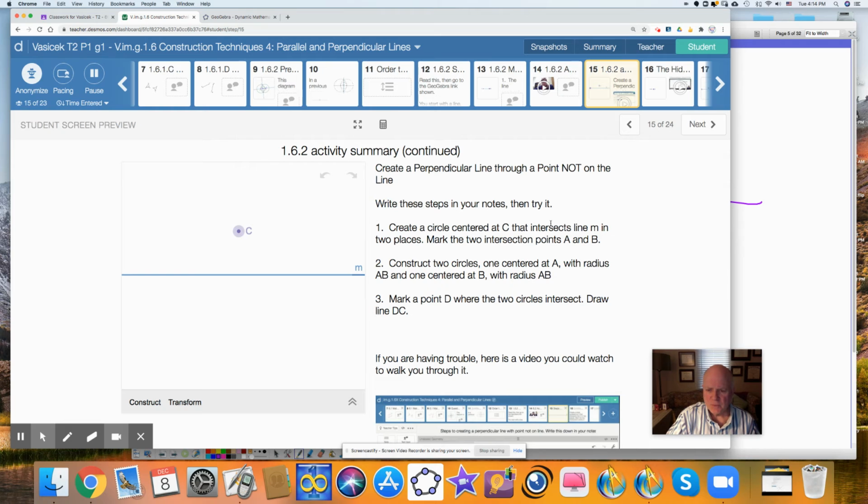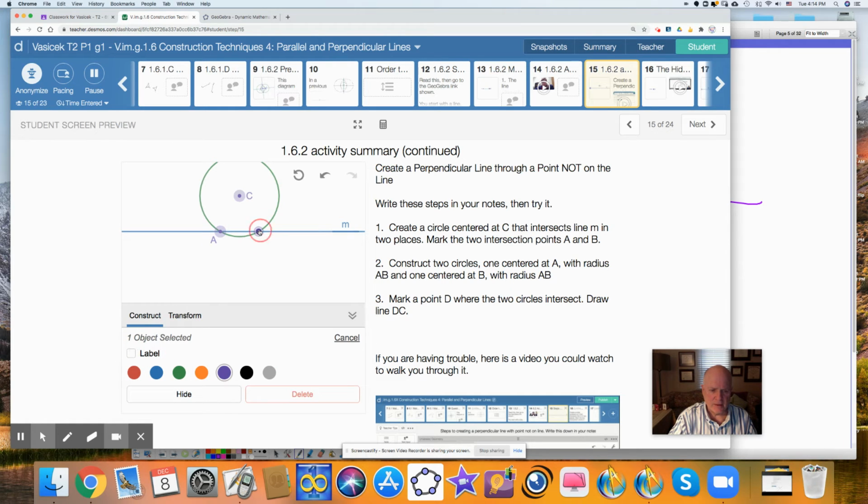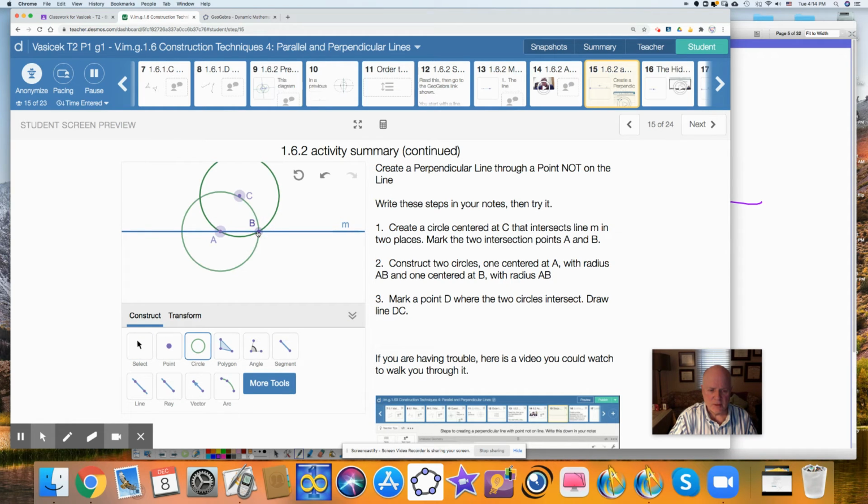This next piece: create a line through a point not on the line. Here are the steps. I'm going to go through it. You can watch my steps and play this back as slow as you want or as fast as you want. There's 1 point. Here's a second point. I'm going to label these points A and B. Now I'm going to make circle A with radius AB, and circle B with radius AB. And where these two circles intersect, I'm going to mark this as point D.